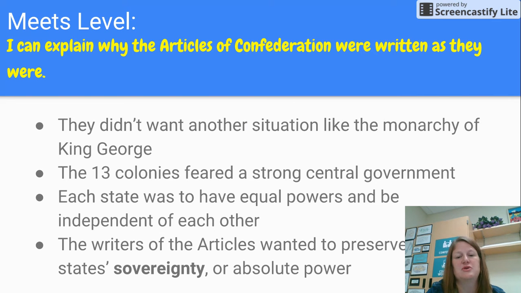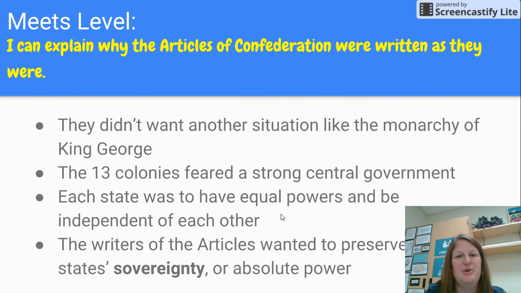So everything here is really important. Like I just said, this idea that they didn't want a King George situation, they were afraid of central government, so they were afraid of national government. Remember, each of the 13 states could kind of do their own thing and act like a little country, but they did not want one big overall huge government controlling everything. So that's an important thing to know.